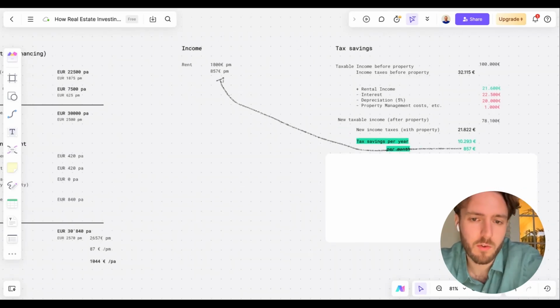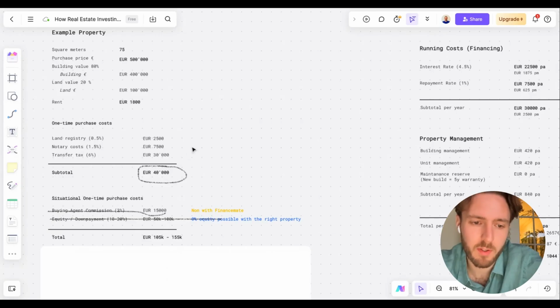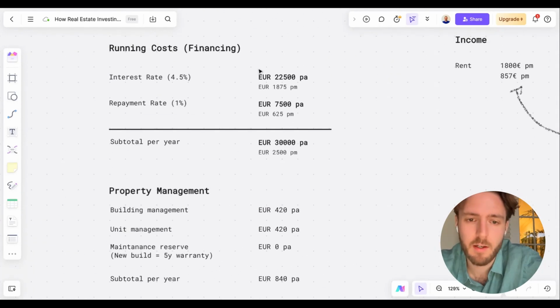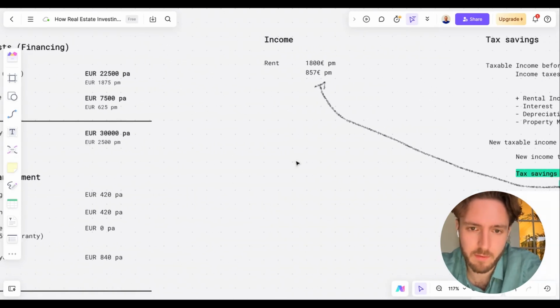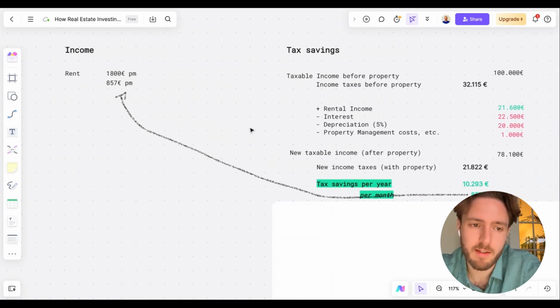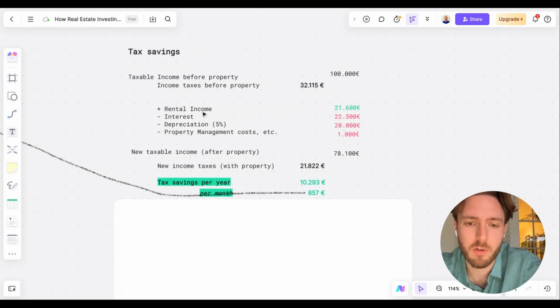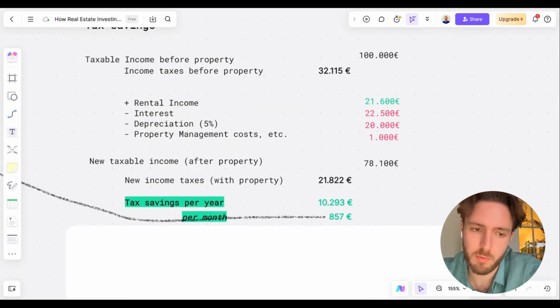Okay. So just to recap, that's the property. You have one-time purchase costs. You have running costs with the financing that you will also see in the example if you click on it in a little bit. You have your income, which is rent, and then supplemented by the tax benefits. And your tax benefits come from this new calculation of adding rental income on top, but then subtracting your interest, your depreciation, and your property management costs.